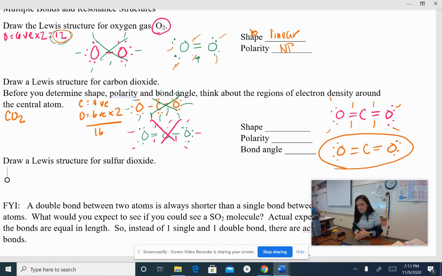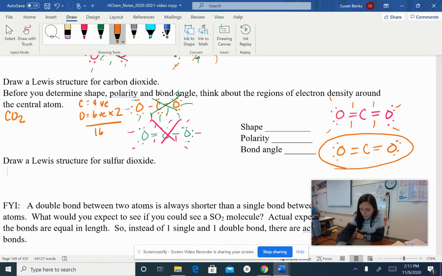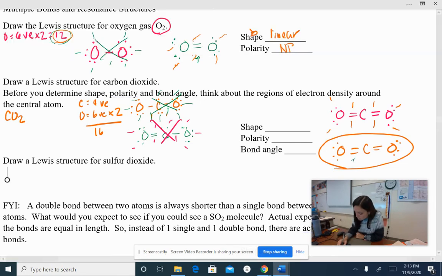5160. Double bonds count as one area of electron density. So we have 4 bonds on that central atom, but because we have double bonds, this is going to be one area, and this is going to be one area. They overlap each other physically. So this carbon really has 2 areas of electron density around that center atom.